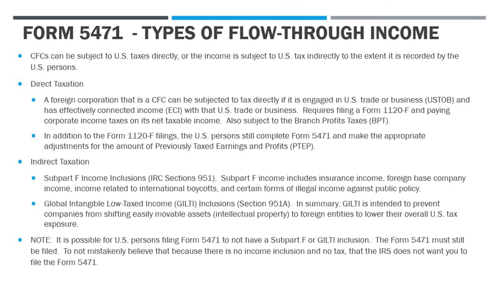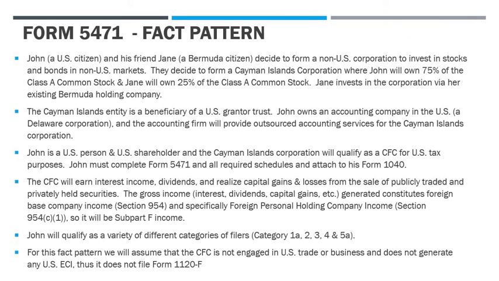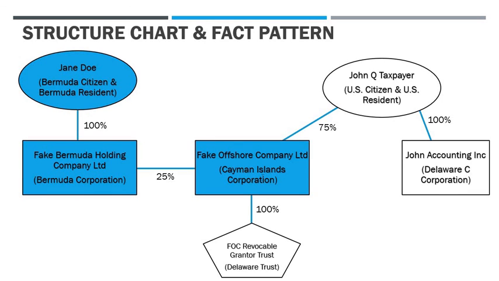Okay, now let's look at the fact pattern here, and then we'll jump into the actual page 1 of the 5471. So let's look at the structure chart first. I think this will be easy to start with. So here's what we've got. The 5471 we're going to be completing is for John Q. Taxpayer. So he's the U.S. resident and U.S. citizen here, and he owns 75% of this Cayman Islands company.